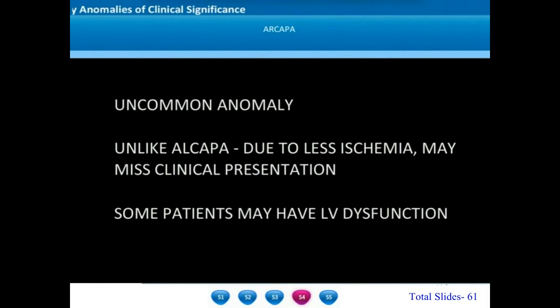After an extensive discussion of ALCAPA, in this slide we will show a few examples of anomalous right coronary artery origin from the pulmonary artery. This is a very uncommon anomaly. Unlike ALCAPA, this does not produce a severe ischemia, and so the clinical presentation may be missed. Some patients may have mild LV dysfunction.